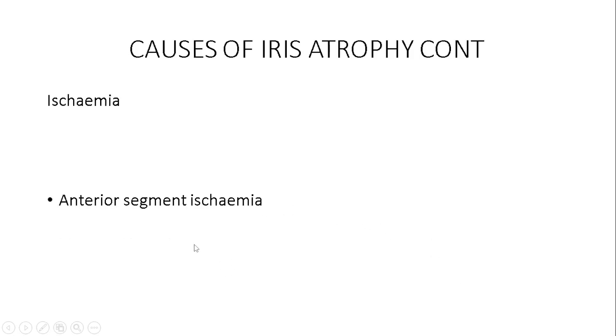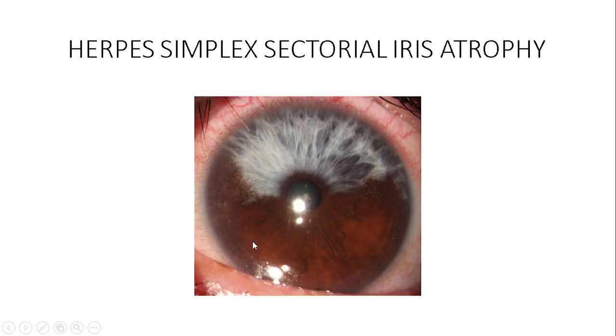So its chemical cause is basically one, and that is called what? Anterior segment ischemia. Now, let's look at typical examples and how they appear. When the iris atrophy is caused by herpes simplex, the appearance is quite sectorial. It forms at one sector of the iris. That's why it's called sectorial. So when you see iris atrophy which has affected only one sector of the iris, you think about herpes simplex inflammatory cause.